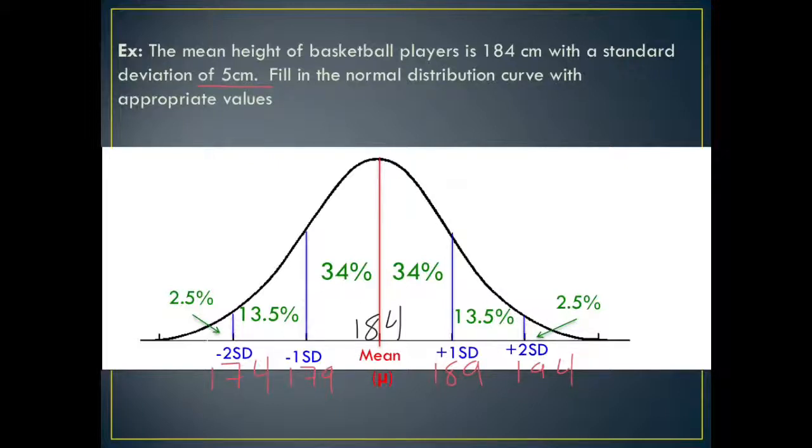So now the way we use these graphs most often is I would ask you what percent of the data is between certain scores. So for example, what percent of the data is between 179 and 194? And since we already have our categories labeled, we know that it's 34 plus 34 plus 13.5. So the percent of data that's between 179 and 194 is going to be 81.3%.